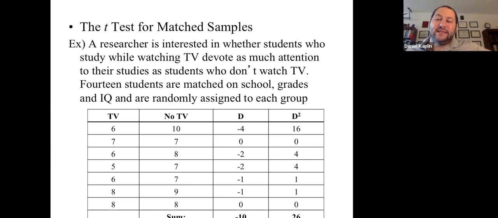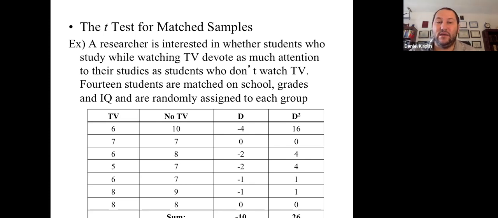So there's a whole different formula. And I'm going to say this now, but I think it's important to hold on to for later, that when we calculate degrees of freedom, we're calculating degrees of freedom by pairs, right? Not total number of participants. Each pair is 1 unit. All right, so let's go with the example and then I'll set up the board, right? So the example given is that a researcher was interested in whether students who study while watching TV devote as much attention to their studies as people who don't watch TV.